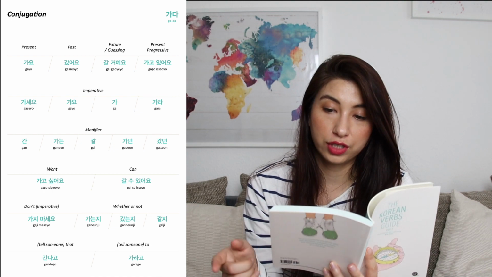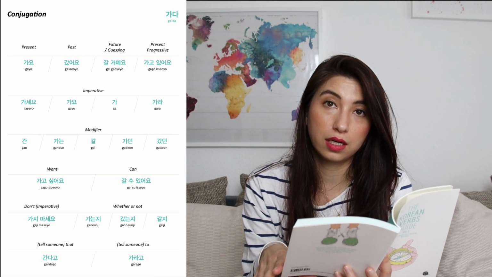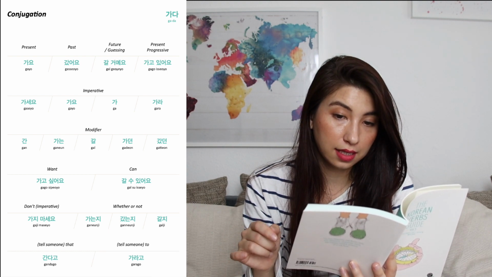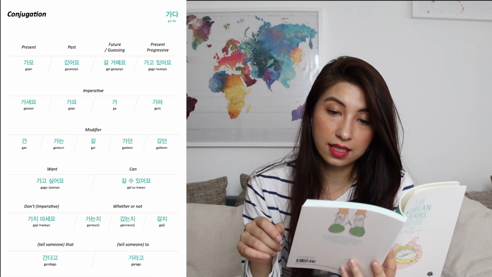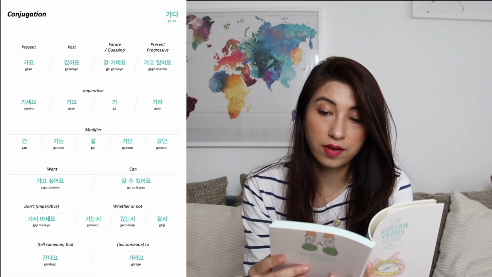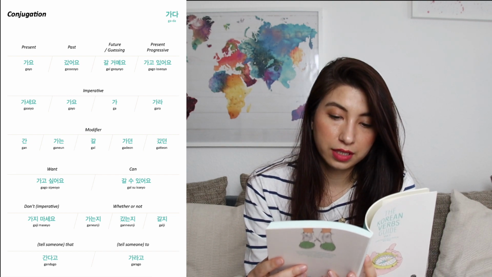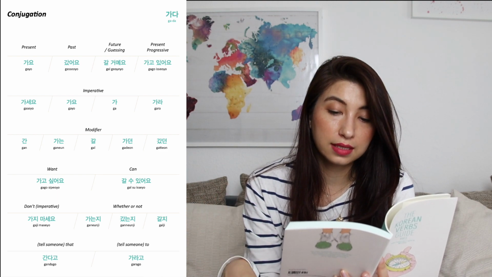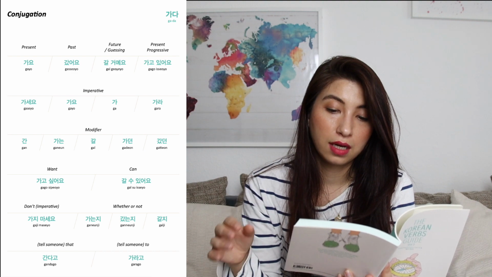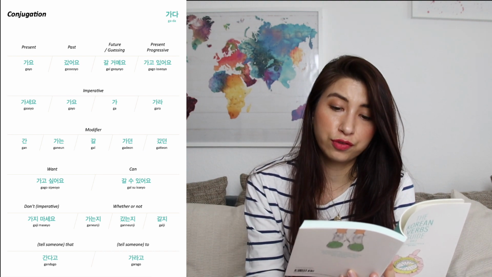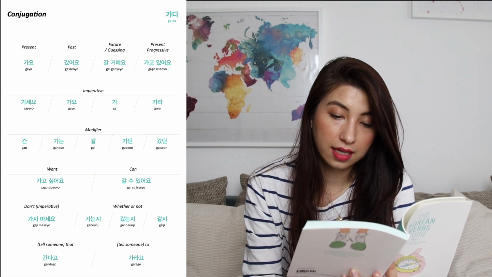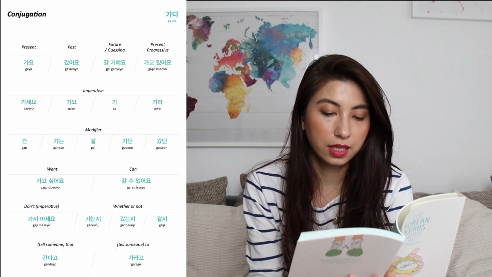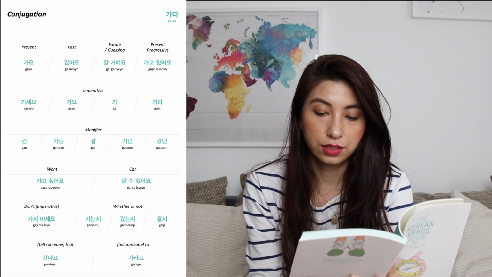And then here we have the conjugation. There are 22 declinations that are explained in this book. From the present, 가요, the past, 갔어요, the future, 가겠어요, 갈 거예요, the present progressive, 가고 있어요. Then in imperative, we have the 존댓말 가세요, then just regularly polite 가요, then 반말 가 or 가라. And then the different modifier. You have 간, 가는, 갈, 가던, 갔던. And then you have want, 가고 싶어요, can, 할 수 있어요.